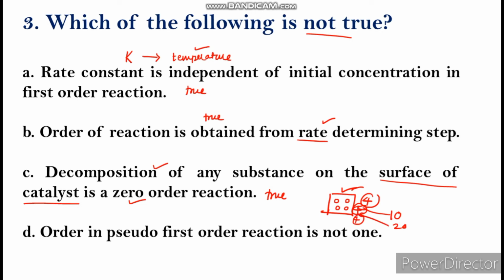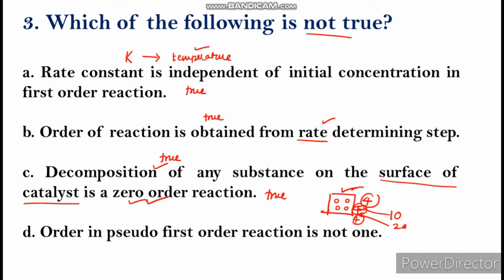The number of reactant molecules sitting on the catalyst at a given time is always the same, because the number of active centers on the surface of the catalyst is always the same. So the decomposition of any substance on the surface of the catalyst is independent of the concentration of reactants. If it is independent of concentration of reactants, this means it's a zero order reaction, obviously. So option 3 is also true.